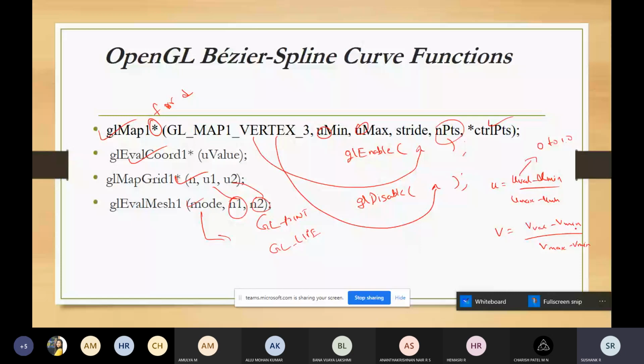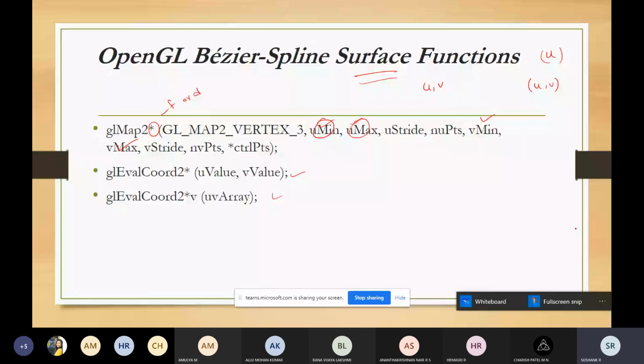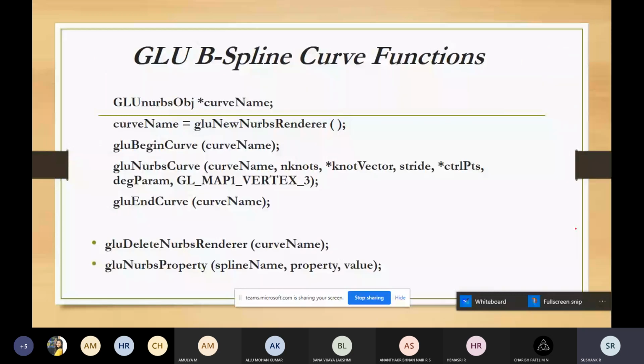Similarly we have the spline curve function. Here they are referring to the NURBS function, which can be used to generate splines which are not uniform or which are rational. These set of statements can be used to generate the spline curve, the B-spline curve. And if you want to delete a spline, you can use the delete function.